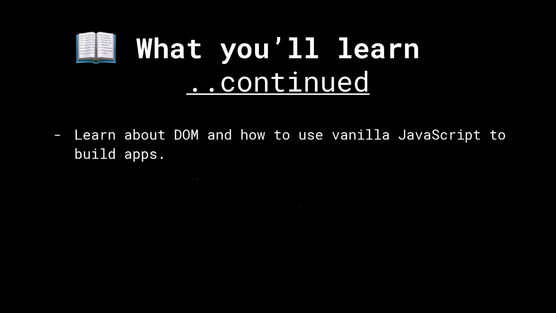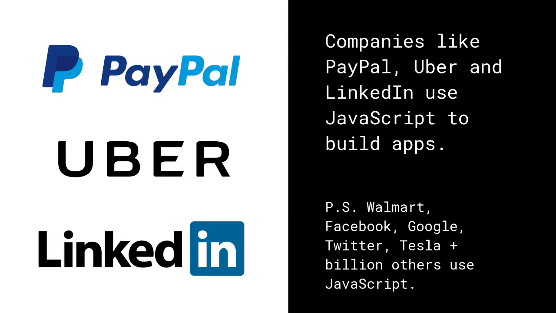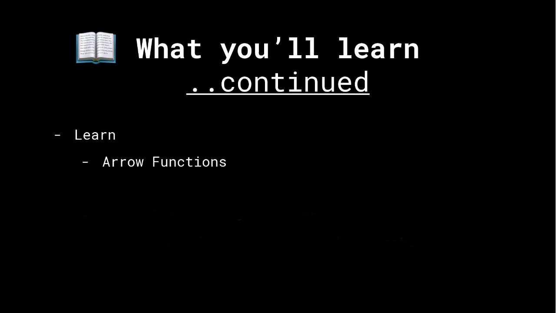We will learn about the DOM and how to use vanilla JavaScript to build apps. We will learn about events and how JavaScript is a single-threaded environment and still extremely fast and performant. There's a reason why PayPal, Uber, LinkedIn, and many other companies are using JavaScript to build their apps. We will learn about arrow function, coercion, event loop, and so much more.